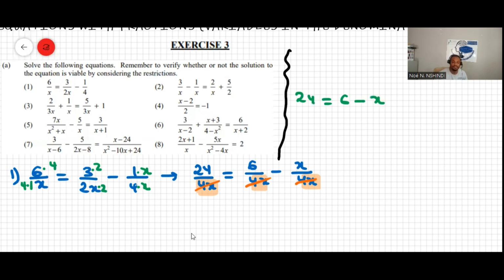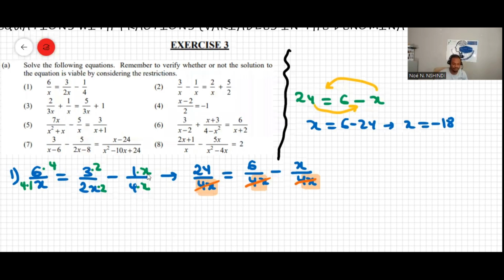So I'll move the x over, and move the 24 to the other side. This will be x equal to 6 minus 24. That means x equal to negative 18. So that's the correct answer here.